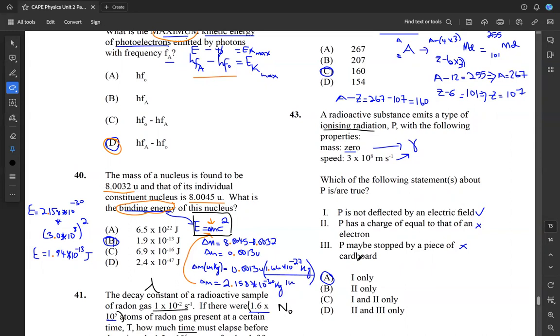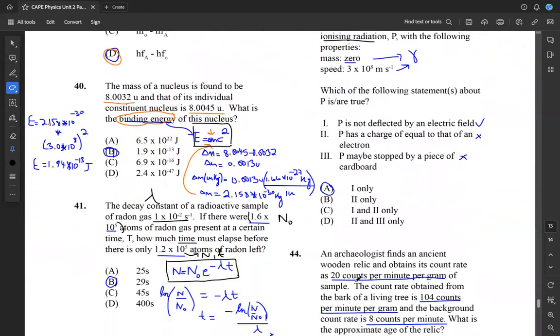No, gamma rays are very high energy. The only thing that can stop them is lead or concrete. So this is wrong. So the only thing that's right about gamma rays is that they're not deflected by an electric field, and so only I is our answer. And so we select A, I only, right? I only, that's our only answer here, okay?